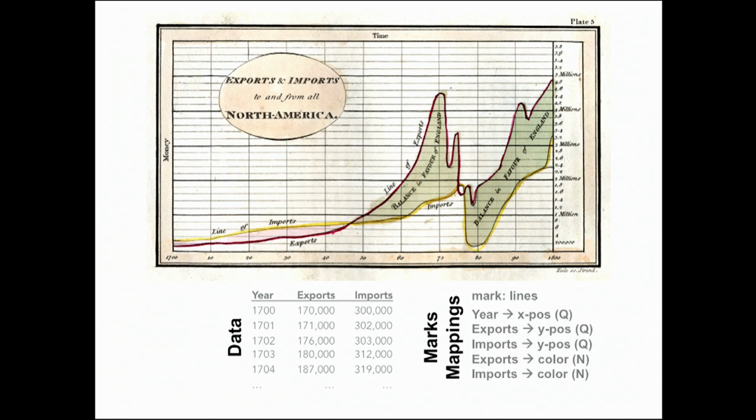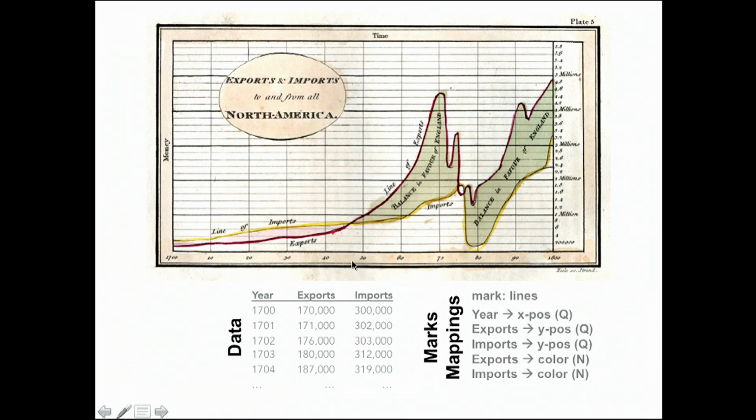Another important thing when designing these kinds of charts is to map the most important data to the most perceptually effective visual variables. So here we see that it's using the mark type of lines, and year is mapped to position because year is very important. Year is along the x-axis. Exports are along the y position. It's, let's say, the second most important data field in this data set. And so those two together form the line of exports.